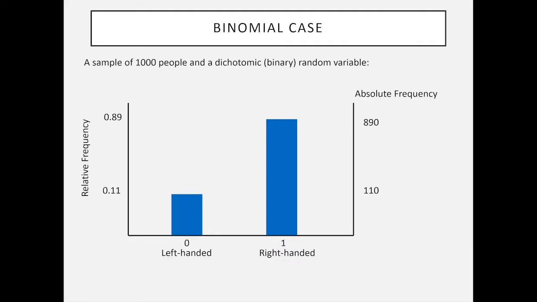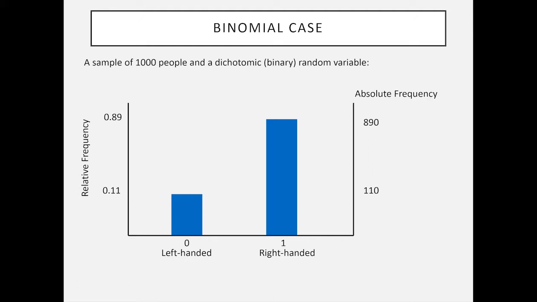Okay, I want to first look at the idea of something called a probability density function, which will introduce the notion of a random variable, which we've already actually seen. But let's consider an example of a dichotomic variable. This is sometimes known as a binomial random variable, binomial PDF or probability density function.